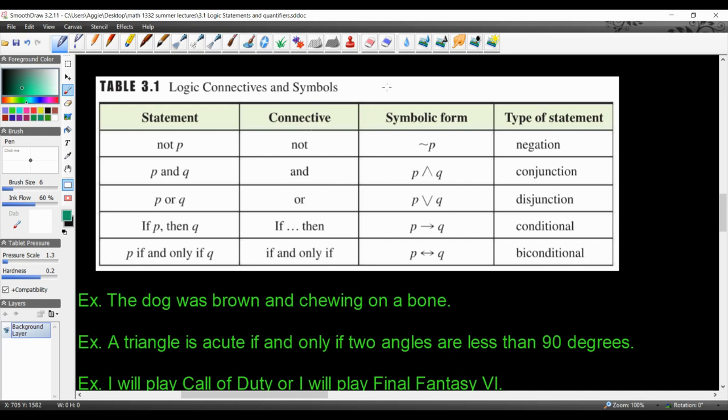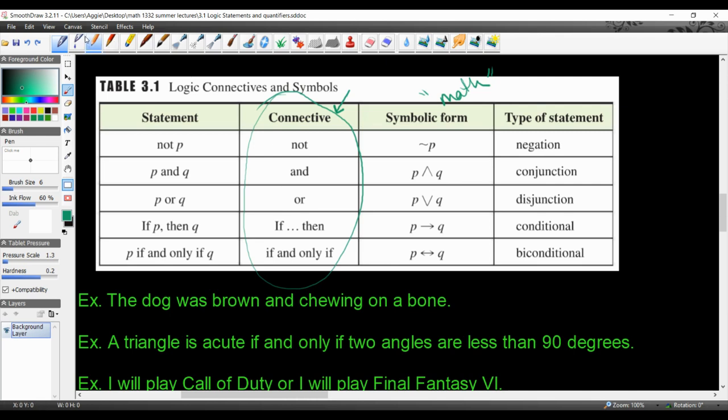So those words I was talking about, the and, or, those are right here, this entire column. And then we have something called the symbolic form. The symbolic form is like our math way of writing these words. So instead of saying something is not this, we would put this little symbol here, not, and then some letter, depending what we're talking about. And then the type of statement is on the end over here.